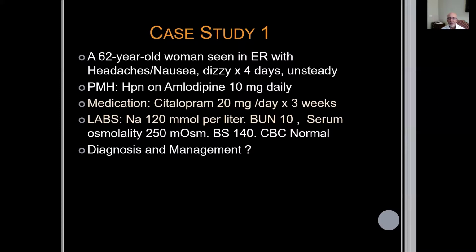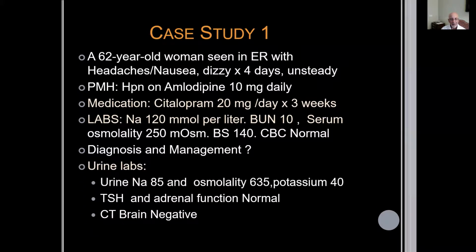In the emergency room, routine chemistry showed that her serum sodium was 120 and her BUN is 10. Her serum osmolarity was calculated to be 250 and blood sugar was 140. Her CBC is normal, her chest x-ray is normal, and her CT scan of the brain is normal. The first question that comes up is, what is the next step in the diagnosis and management of this patient? The first thing we have to get used to is ordering urine labs. Without this very important step, we cannot manage this patient any further.